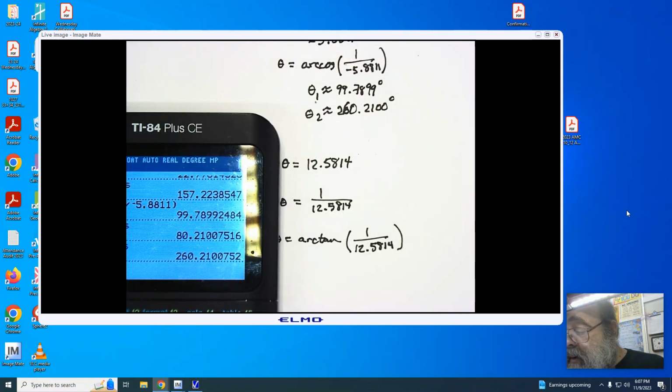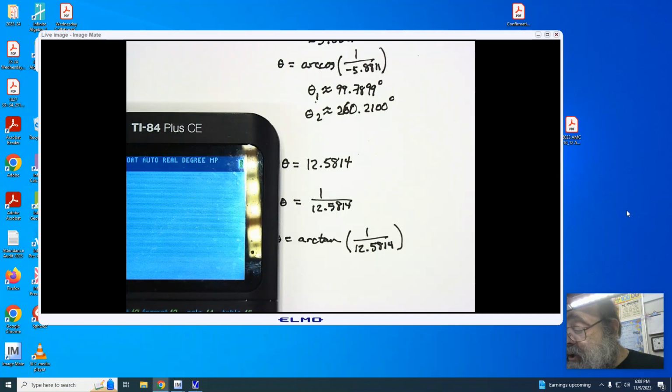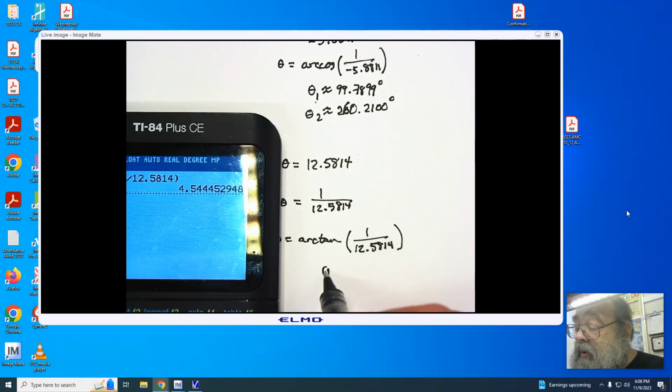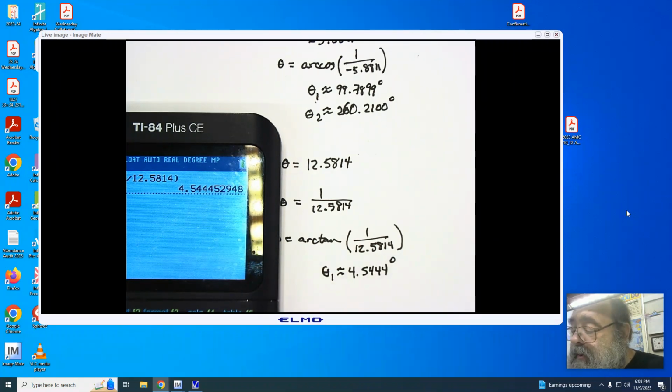I have second function tangent of 1 divided by 12.5814, close parenthesis and hit enter. I'm looking at my angle measure. It is in the first quadrant, and I know that the next one is 180 degrees in the third quadrant, since tangent is positive in the first and third quadrants. So I've got 4.5444 degrees. Theta 2 is simply my reference angle plus 180 degrees.